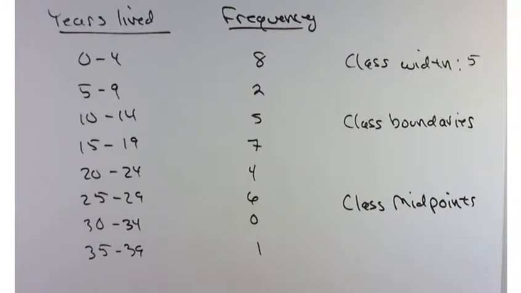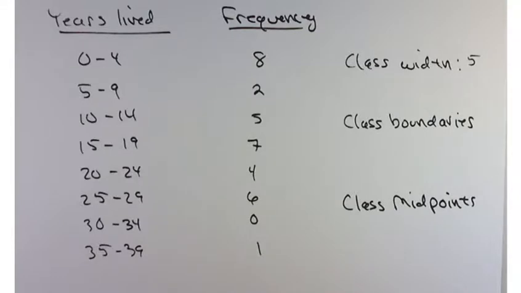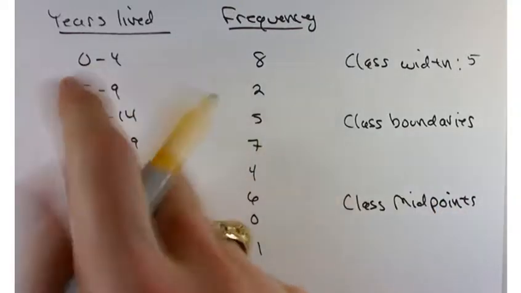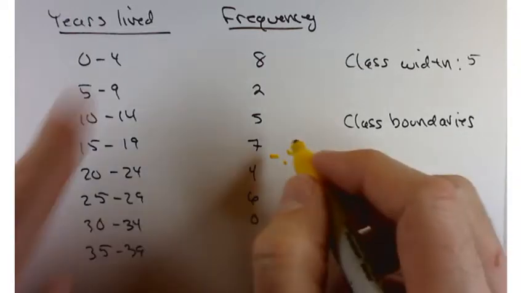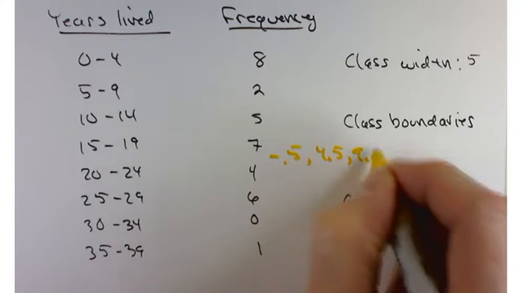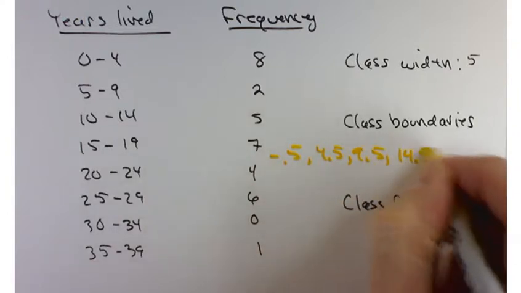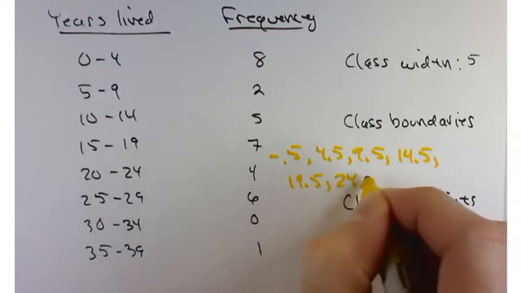How about the class boundaries? Where are these? What's the cut point from one category to the next? Yeah, the 0.5. Now, technically, although it's not of real practical significance, it would start at negative 0.5 for your first one, and then the next one would be 4.5, and then 9.5, 14.5, all the way through 19.5, and I hope I don't run out of room.